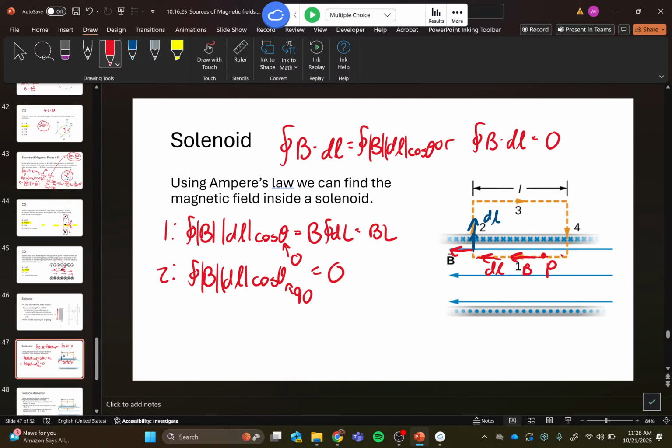Now, I'm going to do something for side 3 that is going to sound very silly, but there's no rules against it. I'm allowed to do this. We're going to take side 3 and move it infinitely far away.